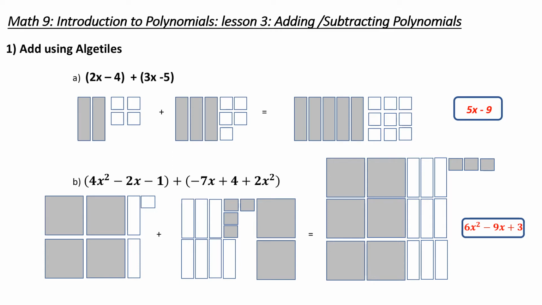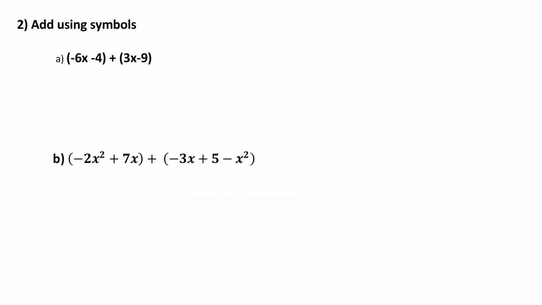Well, I've got 6 large boxes, which gives me 6x squared. I've got 9 unshaded bars, which gives me -9x, and I've got 3 boxes, which is +3. There is my final answer. Now, we can also do this using symbols.